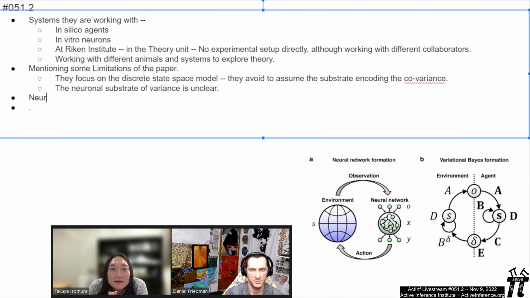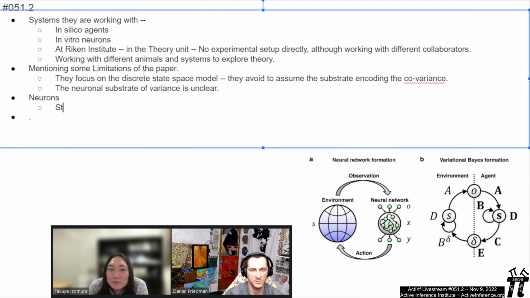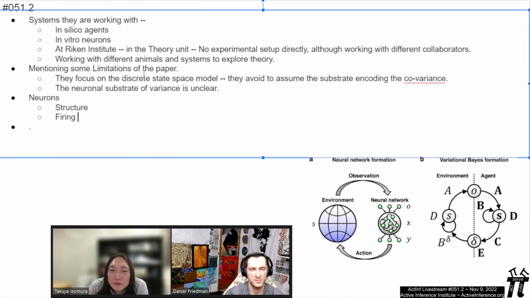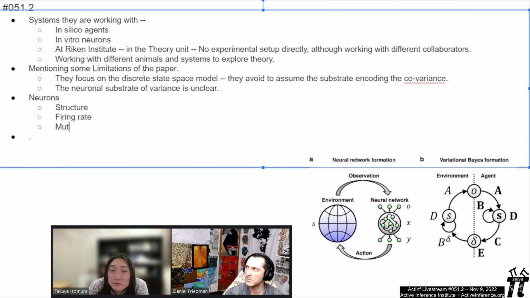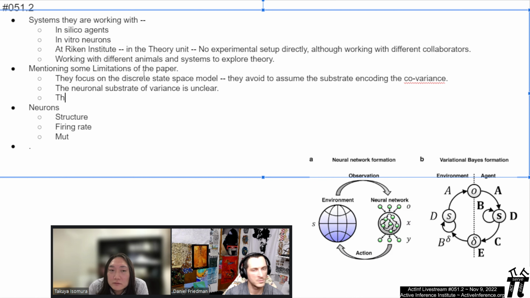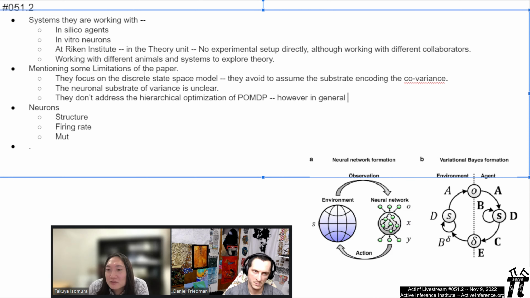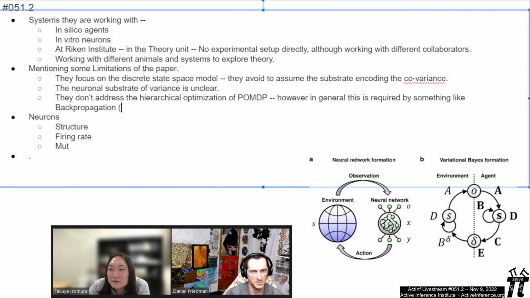And another limitation is that, thanks to a simple POMDP structure, in this paper we don't care about hierarchical optimization, but generally it is crucial to update parameters through hierarchical optimization through some backpropagation-like computation. Although it is unclear whether backpropagation itself occurs in the real brain, we still have some alternatives that achieve such optimization. And its neuronal substrate is still unclear. And this paper does not address that direction.